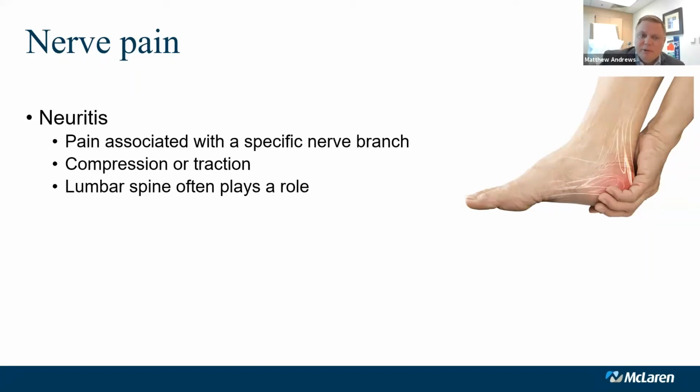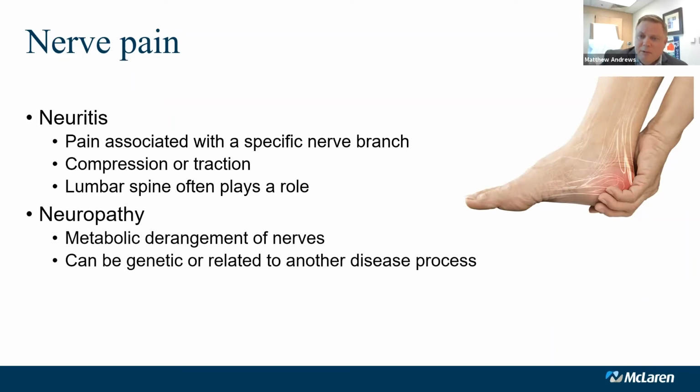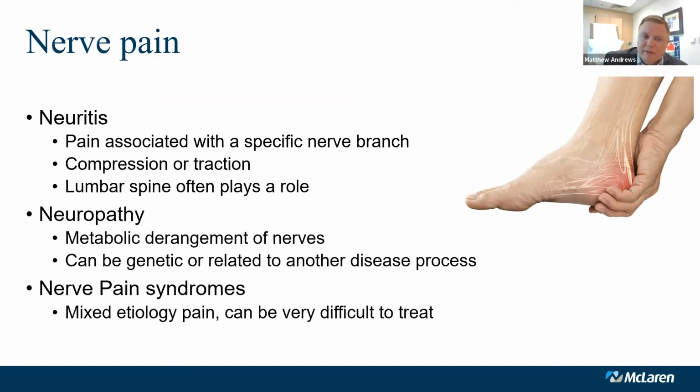So we're going to talk about a couple of different types of nerve pain. We're going to talk about neuritis, which is really involvement of a single nerve branch. We'll talk about neuropathy as well, and then we'll talk about nerve pain syndromes, which can be of mixed cause. So a neuritis is an irritation of a very specific nerve branch. Some folks will say, you know what, I've got burning pain right here, and they'll trace the distribution of a nerve over the bottom of a foot.